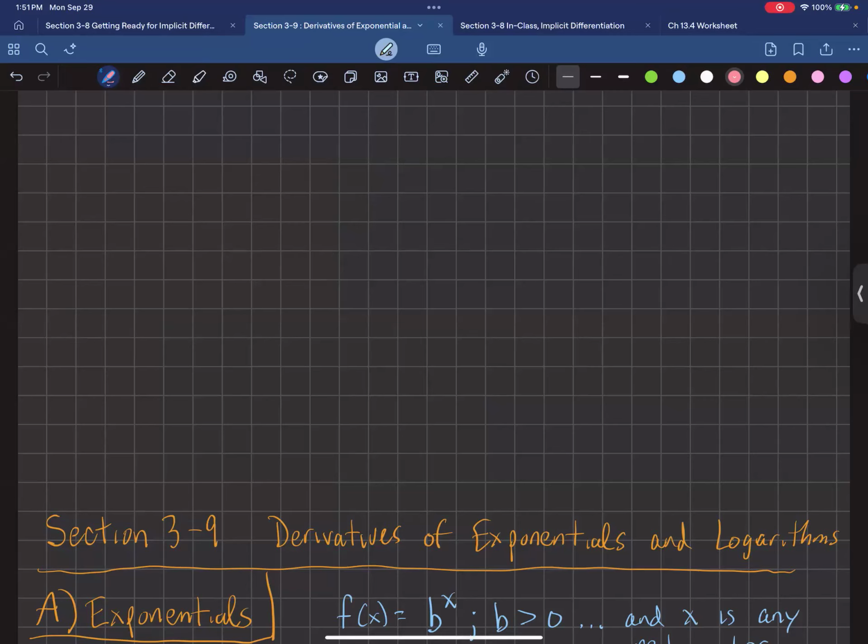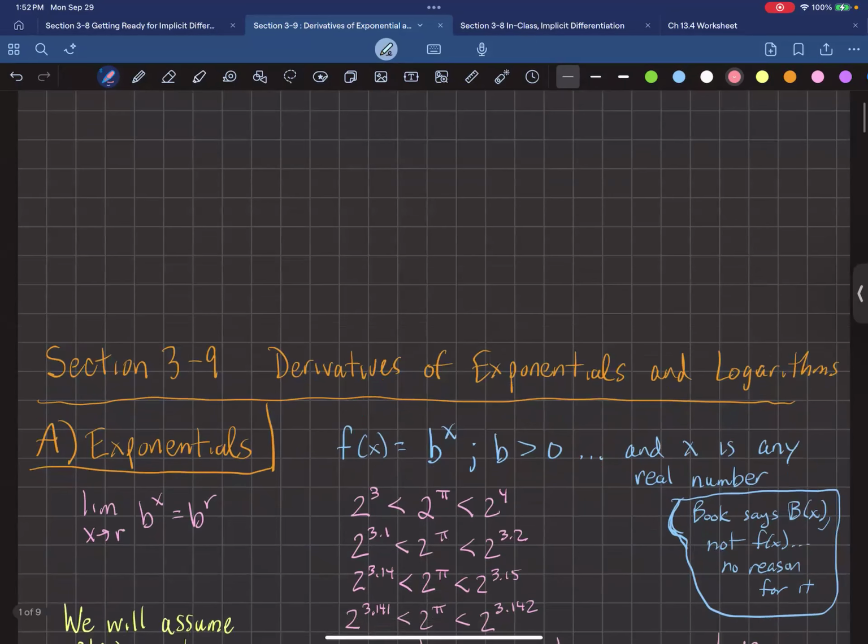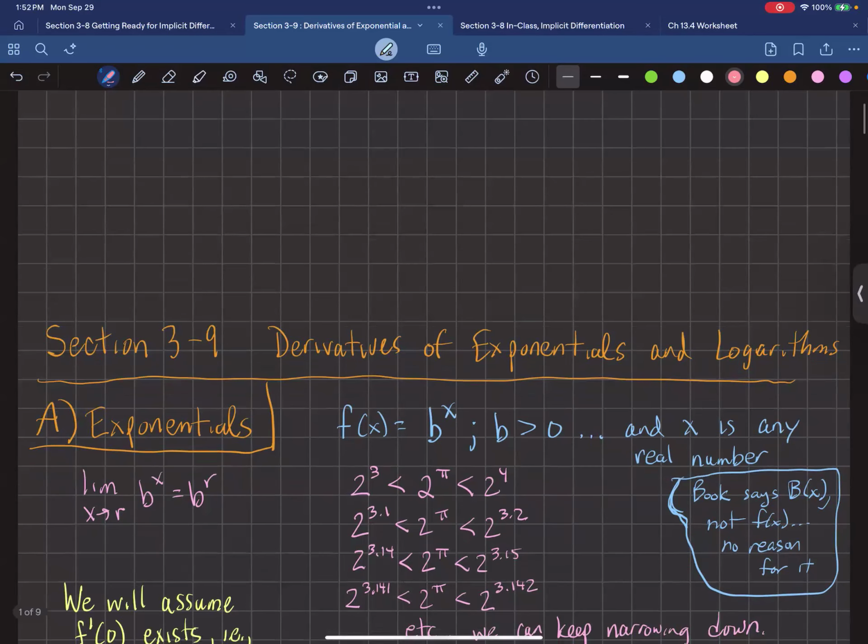We're going to have f of x equals b to the x, where b is greater than 0 and x is any real number. If we look at the limit approach, the limit as x approaches r of b to the x should equal b to the r. And I showed an example of approaching 2 pi, doing 2 cubed is less than 2 pi, less than 2 to the fourth. And you can just keep narrowing it down.